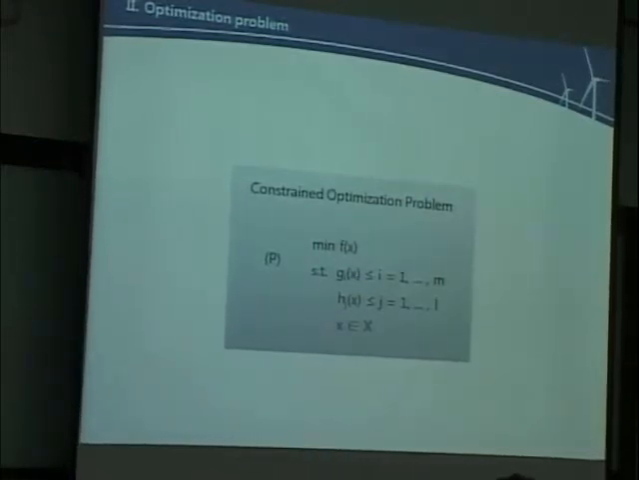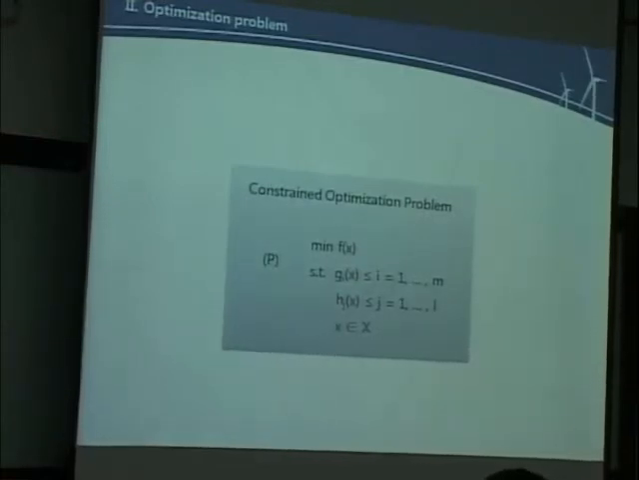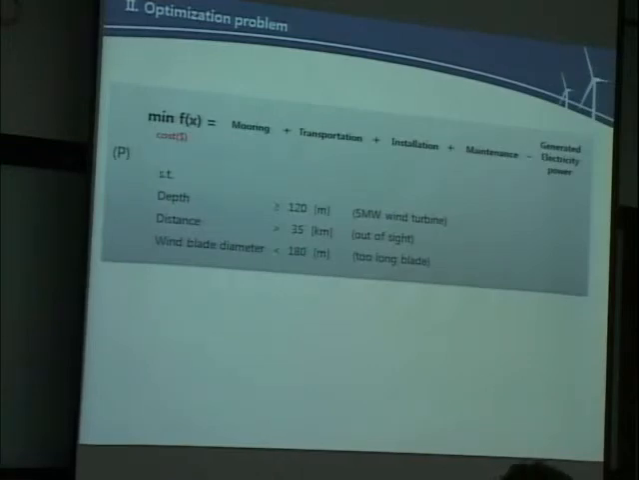This optimization problem is constrained, so we have a constrained optimization problem. This is a general problem, so we changed this function to our form. This is our objective function. Our objective function is the cost. It means the lowest cost is the best size.